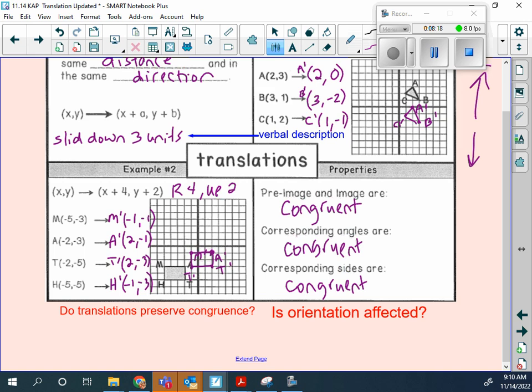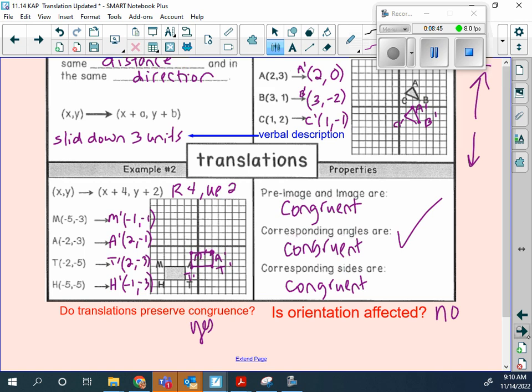So, I have a question down here that you don't have. Do translations preserve congruence? Yes. Is orientation affected? What was orientation? Remember, it's how it's turned. Is the orientation affected? No, because if you look at the letters M-A-T-H, M-A-T-H, it's the same, okay? And it didn't flip in any way. So orientation's not affected, and yes, it does preserve congruence.